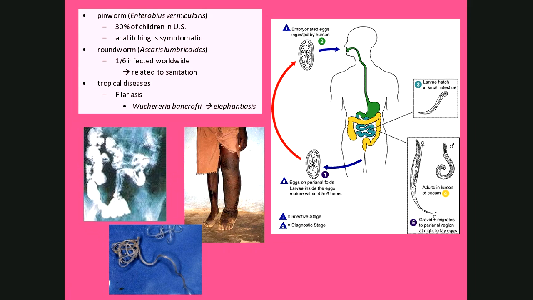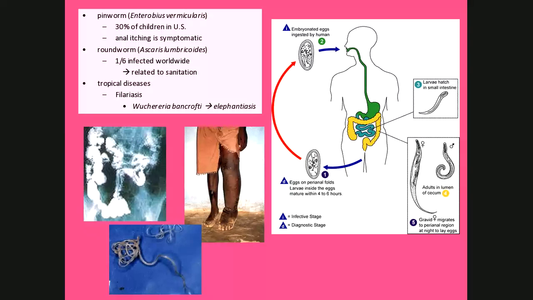Roundworms, like we talked about before, the Ascaris, about 1/6 of the world population is infected with that. Sanitation is the main factor; roundworms are more commonly found in areas in which sanitation is an issue. Now, there is one nematode worm that causes far-reaching effects, and this is typically amongst a group of tropical diseases, but the one that I want to talk about is known as filariasis. Filariasis is caused by the roundworm Wuchereria bancrofti.